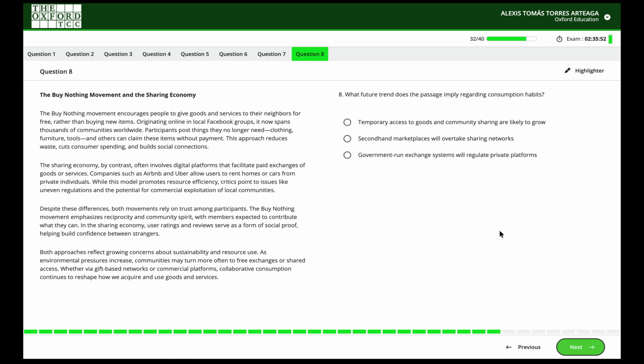What future trend does the passage imply regarding consumption habits? Temporary access to goods and community sharing are likely to grow. Second-hand marketplaces will overtake sharing networks. Government-run exchange systems will regulate private platforms.